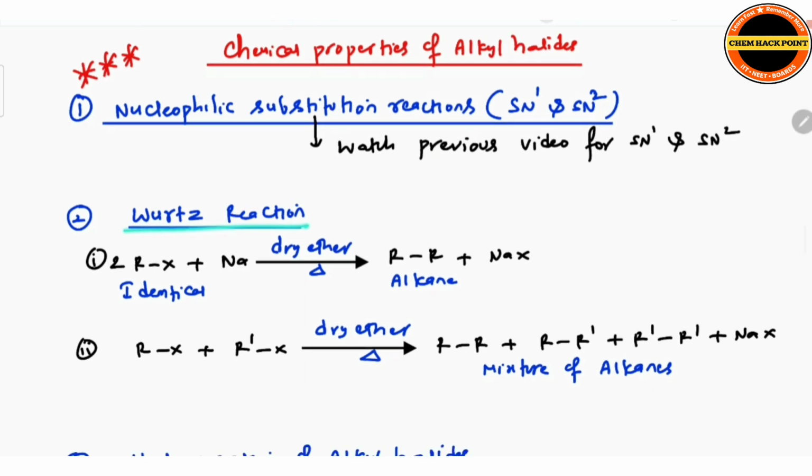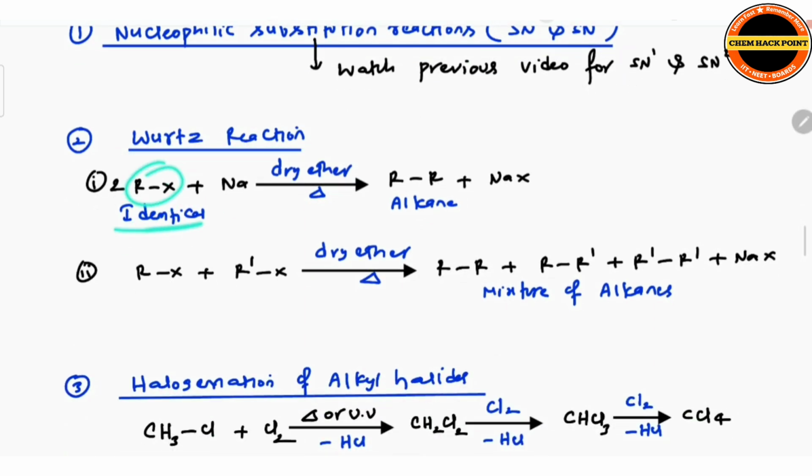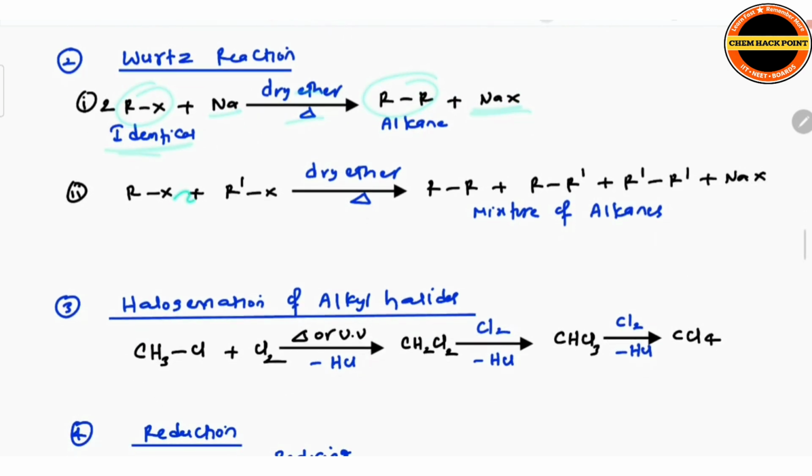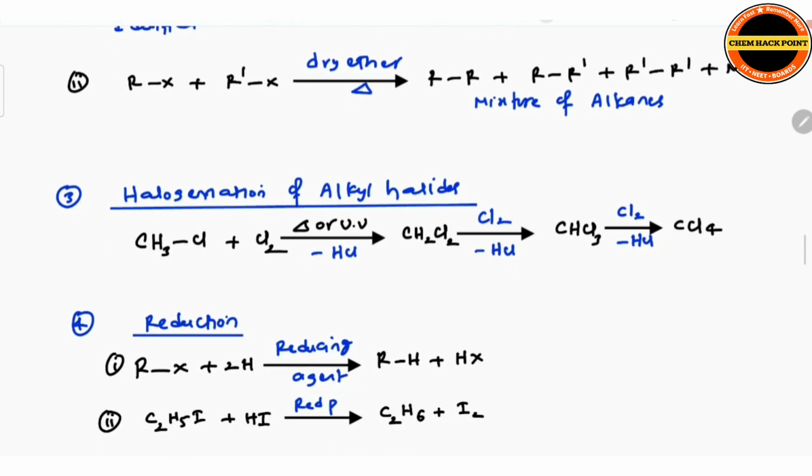Next, Wurtz reaction, where alkyl halides, if identical, along with sodium in ether, give an alkane along with NaX. If two non-identical alkyl halides are taken, then you get a mixture of alkanes: R-R, R'-R', R-R', and NaX, all combinations. Halogenation of alkyl halides: alkyl halide with chlorine in presence of heating or UV light, one hydrogen is replaced by one chlorine every time, so CH2Cl2, CHCl3, again CCl4, by the elimination of HCl in each step.